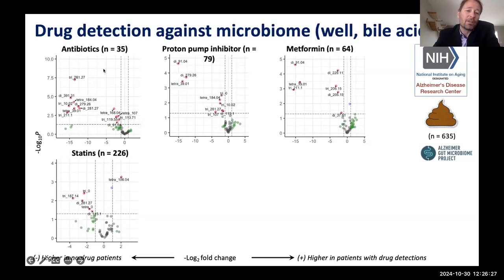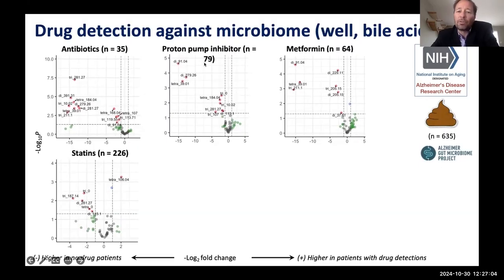so it's a good reporter of how the microbiome might be changing in relationship to the different drugs. If we look at just antibiotics that were found in this cohort of 635 individuals, we found 35 matches to antibiotics. Taking this subset, we can really see how the bile acid metabolome is changing. When there are no antibiotics present, the diversity of bile acids is much higher. Essentially, no new bile acids are observed when the patients are not treated with antibiotics.